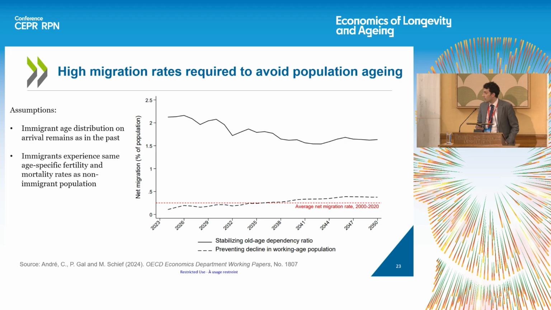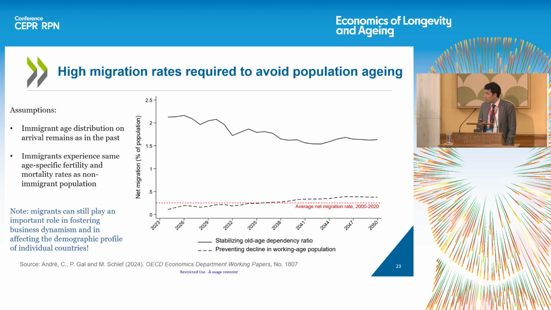Now, I want to stress here that even though migrants perhaps cannot fully stop population aging in the OECD, migration still is a very important factor, and migrants can still play an important role in fostering business dynamism and affecting the demographic profile of individual countries. And for that last point, of course, within-OECD migration is quite relevant.